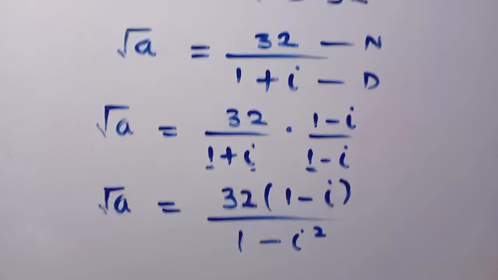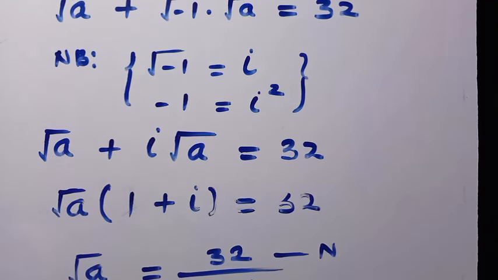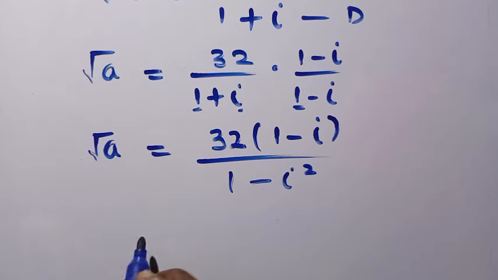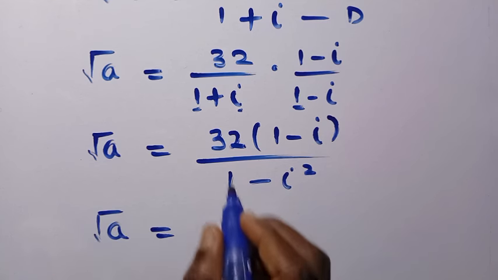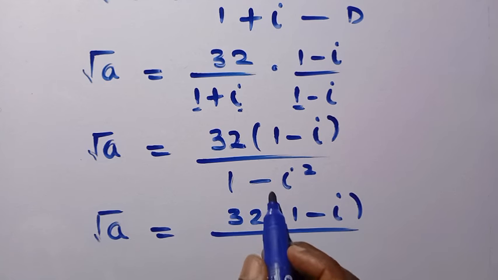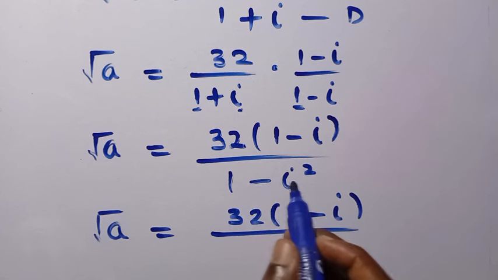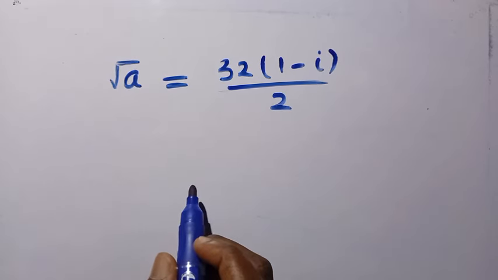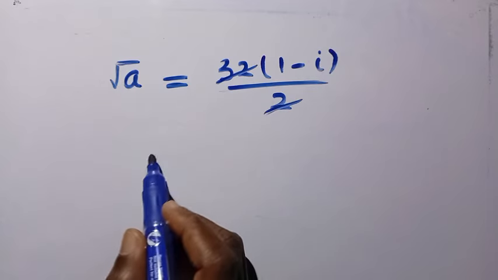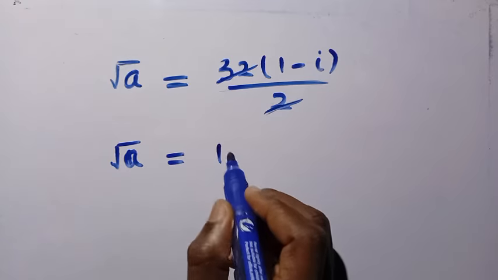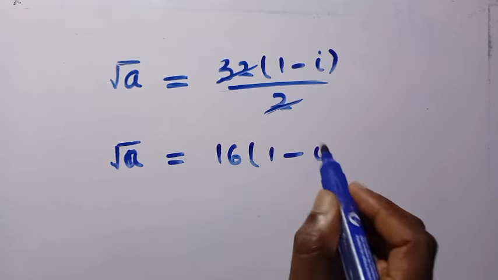But from the above, if you have i squared, that is minus 1. Therefore, we have to replace this i squared here with minus 1. And we have root a equals 32 bracket 1 minus i divided by, so when this one changed to minus 1, the minus times minus, that is plus, and 1 plus 1, that gives us 2. So therefore, 2 will divide 32 in 16 times, and here we have root a equals 16 bracket 1 minus i.